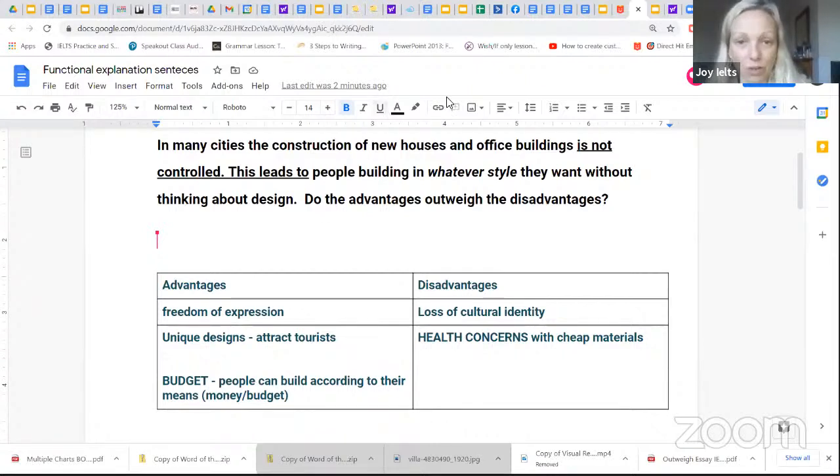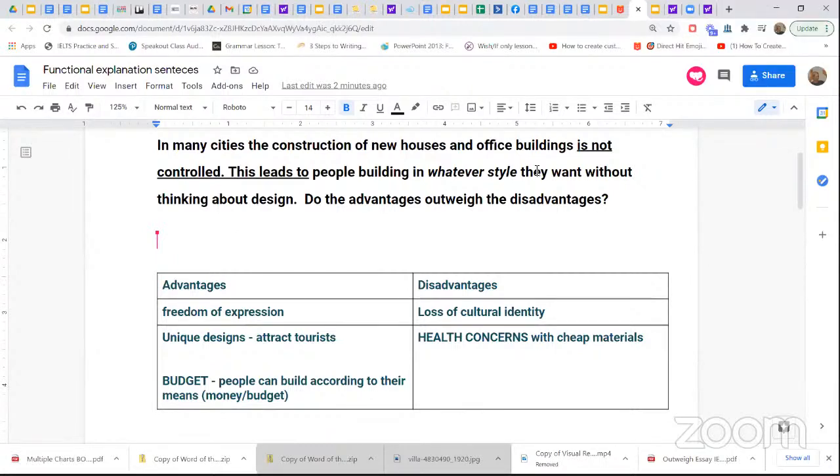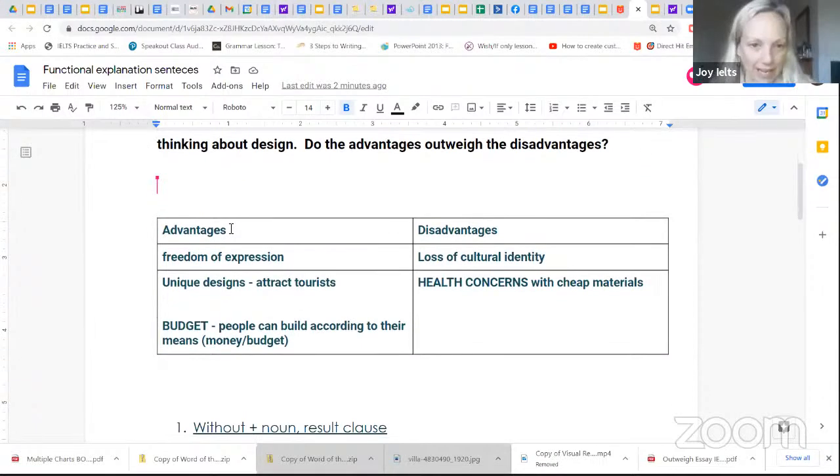So, very quick, we have got this question. In many cities, the construction of new offices and buildings is not controlled. This leads to people building in whatever style they want without thinking about design. Do the advantages outweigh the disadvantages? These were our ideas. Now we're going to practice this.